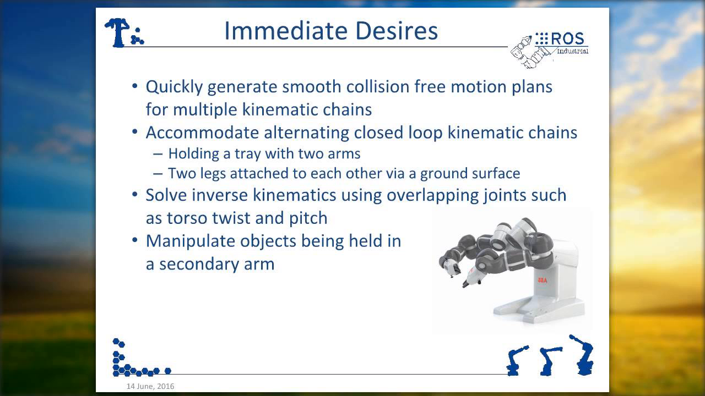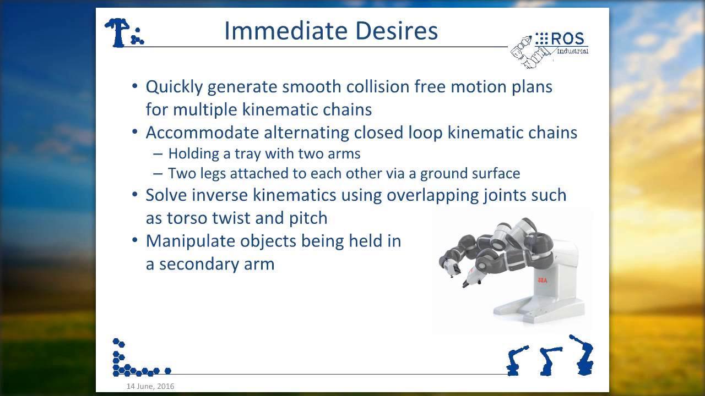Another bullet point here is alternating closed loop kinematic chains. When you have your two arms holding something like a tray, you suddenly have a closed loop chain, and those are much more difficult to solve because they lie on a very thin solution manifold. Typically, we solve those by solving one arm and then the other one, or randomly sampling it, and then you solve the other one using inverse kinematics so that it matches up. Another example is two legs. When they're both flat on the ground or even touching the ground, you have a closed loop chain there.